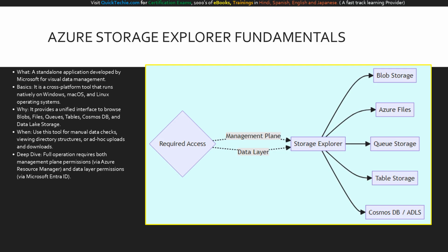But the most important part of this diagram is at the bottom. The permissions node highlights our deep dive concept. Notice how it branches into two distinct requirements, the management plane and the data layer. If a user complains that they can see a storage account in the tool but cannot open the blob containers, it means they have management plane access but lack the specific data layer role assignments, such as storage blob data contributor. Understanding this duality is crucial for troubleshooting access.